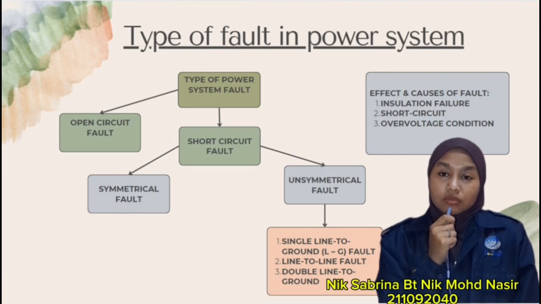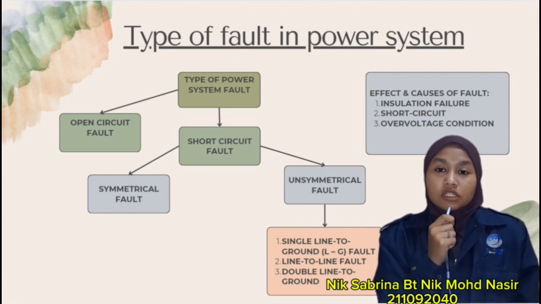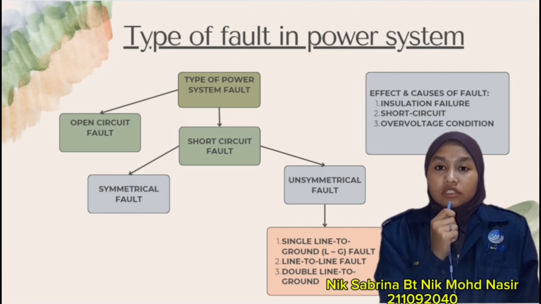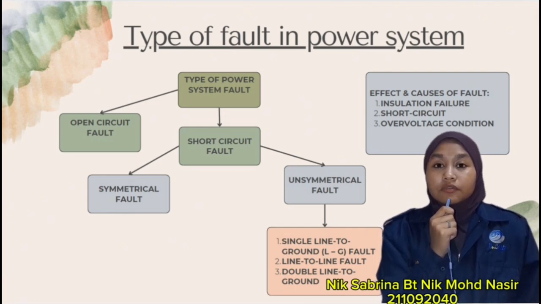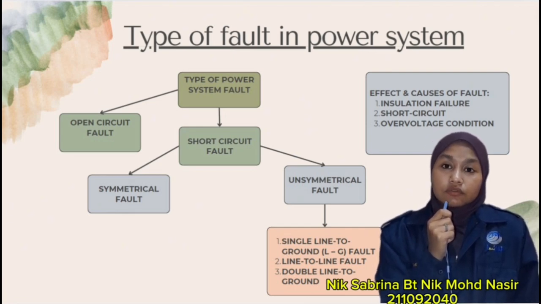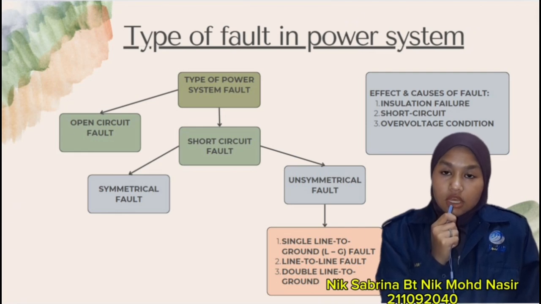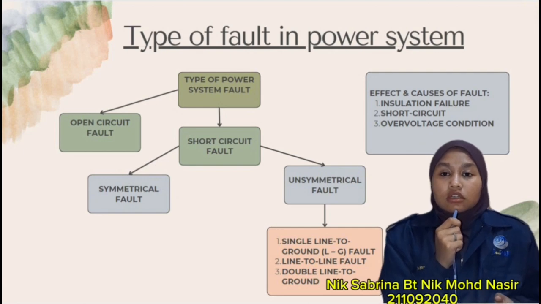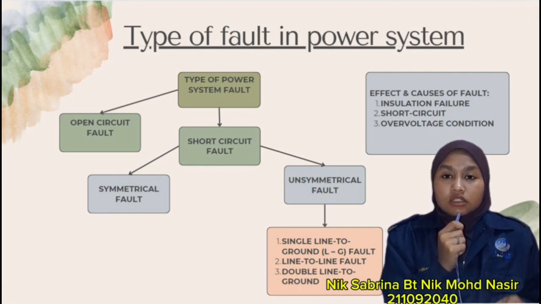Today I want to talk about types of fault in power system. Faults in power system are categorized into two main types, which are short circuit faults and open circuit faults. Short circuit faults are further categorized into symmetrical fault and unsymmetrical fault.